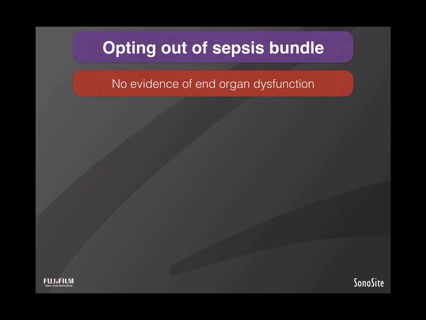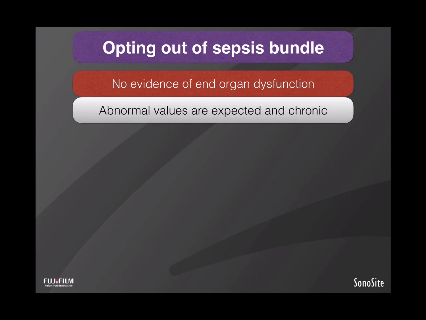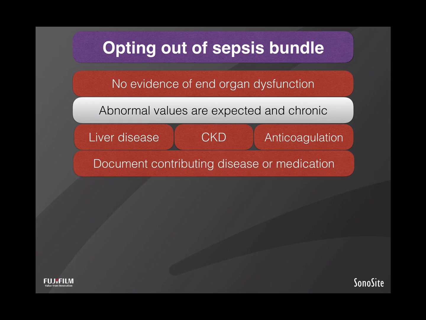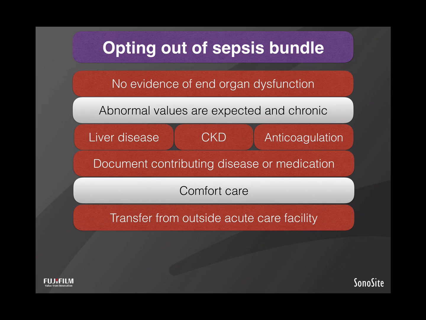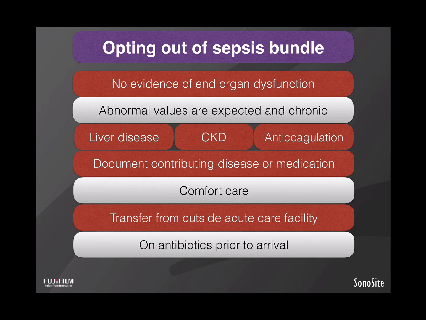First, you can document that there's no evidence of end organ dysfunction. If the abnormalities are expected or chronic, as in the case of liver disease and the bilirubin or coagulation, as well as someone who is on anticoagulation. If the renal function is diminished due to CKD, if you document this as baseline, then you can opt out of the sepsis bundle. If patients are in comfort care, then they can opt out as well. Or if they're transferred from an outside acute care facility, they can opt out. Last, if they actually present already on antibiotics, they can be opted out of the sepsis bundle.